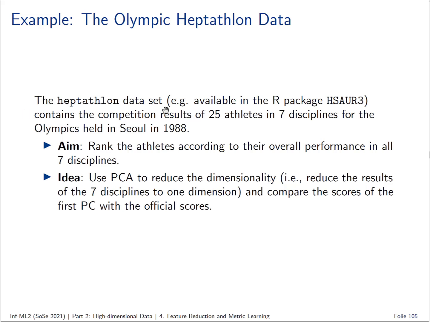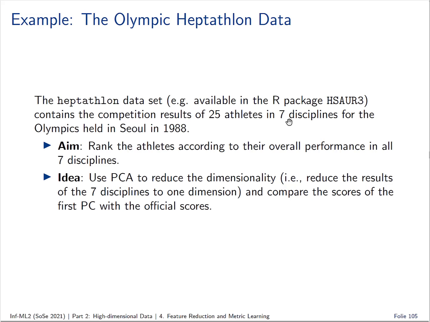Anyway, the heptathlon data set is available as a public data set in an R package. I think even in a Python package, but I don't know exactly. It contains the competition results of 25 athletes, the contenders, and heptathlon is the multidiscipline competition for women. They compete with each other in 7 different disciplines.